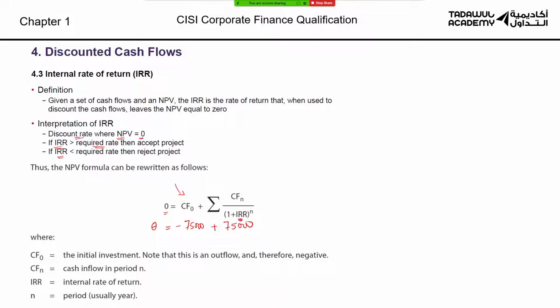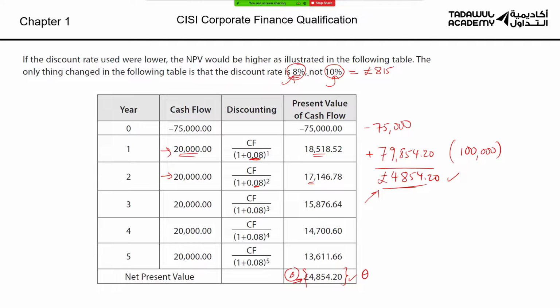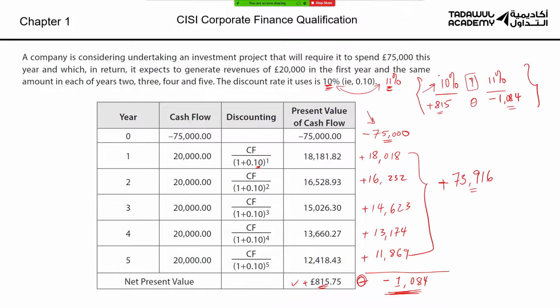So we say here, between 10% and 11%, remember, at 10%, we get a positive 815. At 11%, we get a negative 1084. So you can start saying, okay, let me go back to the previous table, and then I want to try between 10 and 11. Let me try 10.1, and then let me try 10.2, let me try 10.3, and then all the way to 10.9 for you to get an NPV of 0. That's going to take a lot of time.